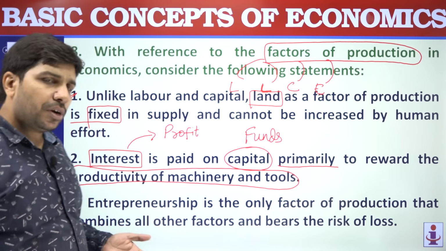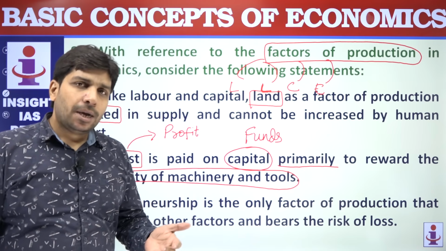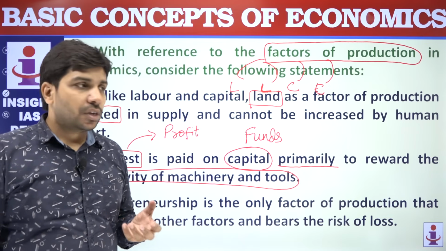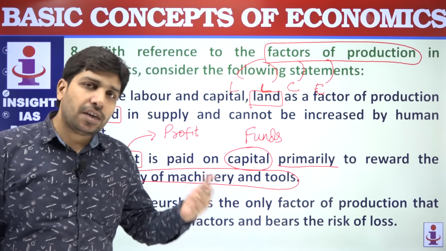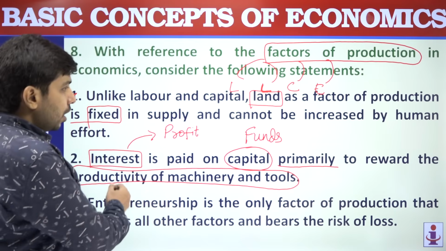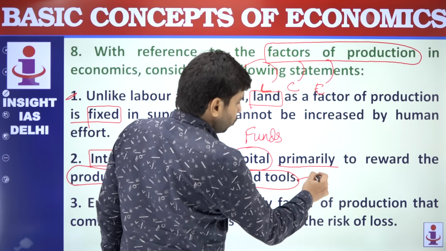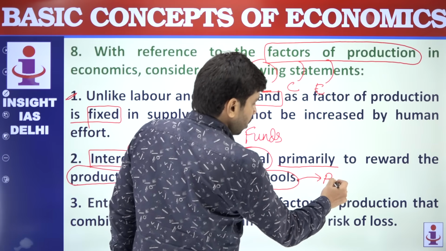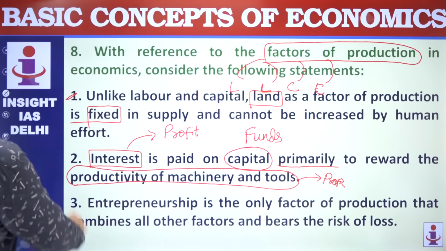Interest is paid on capital because if someone is lending money, he or she will get interest. But if the productivity of machinery and tools is increasing, then the profit will increase. So reward in terms of productivity of machinery will lead to profit. So this statement is not correct.